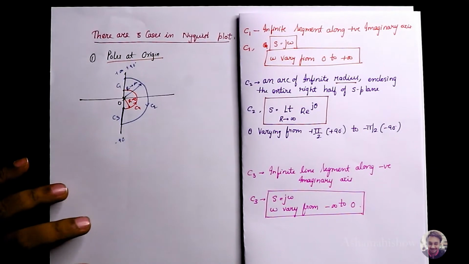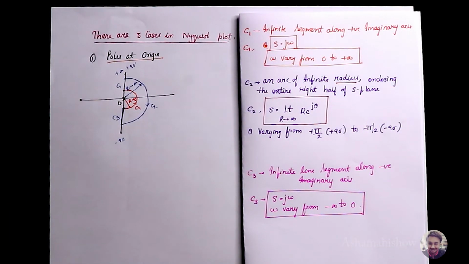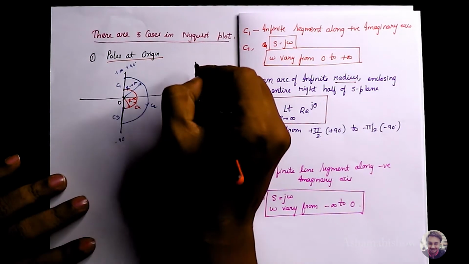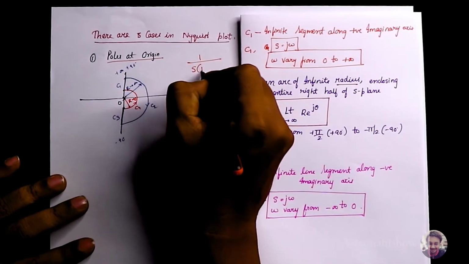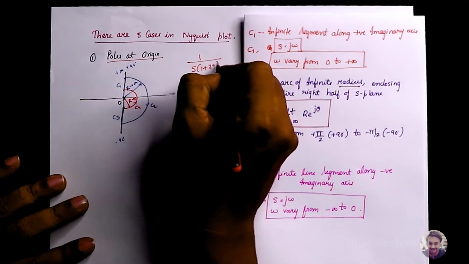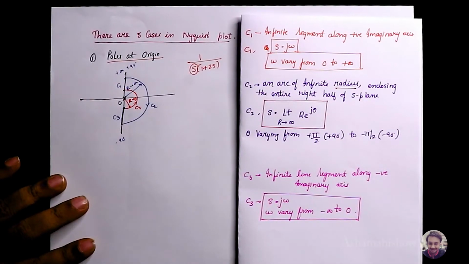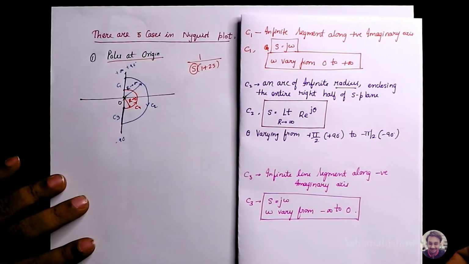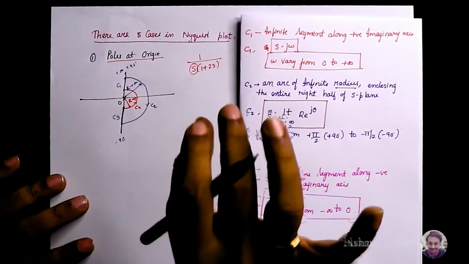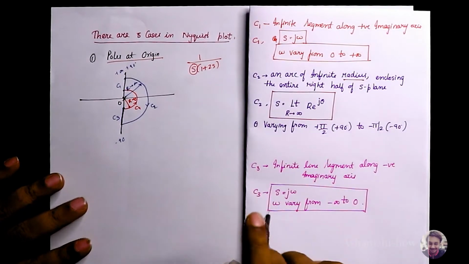And this is the case when you have poles at the origin. So whenever you get a transfer function, you have to really see whether you have poles at the origin or not. For example, 1 plus s into 1 plus 2s. So s equal to 0, so you have a pole at the origin. You have to check the transfer function for whether you have a pole at the origin or not.